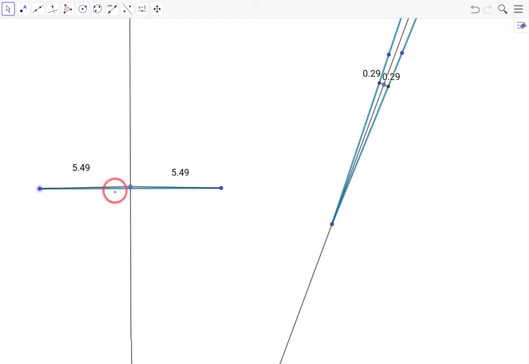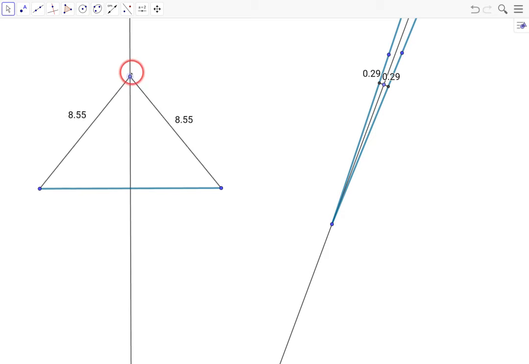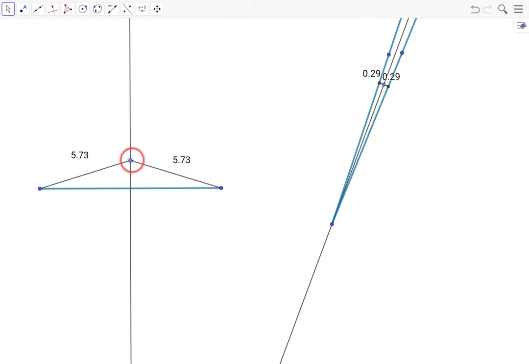So the perpendicular bisector theorem says any point that's on this perpendicular bisector will be equidistant from the two endpoints. Basically, that means the distance from this point down to the endpoint will be the same as this point down to the other endpoint. And you can see that I've already measured these, and that proves to be true. No matter where I move it, those two distances are going to be the exact same.